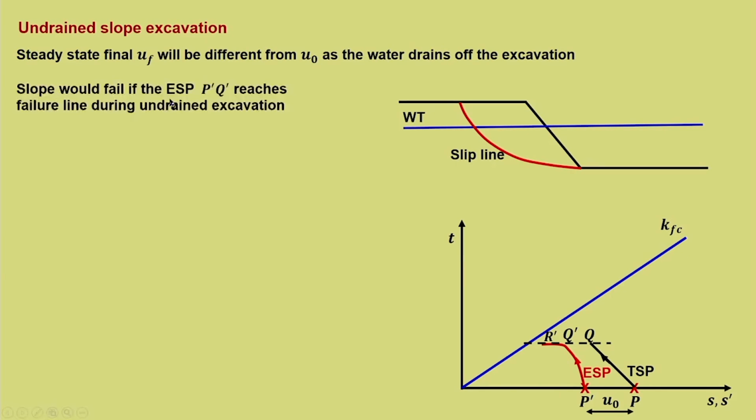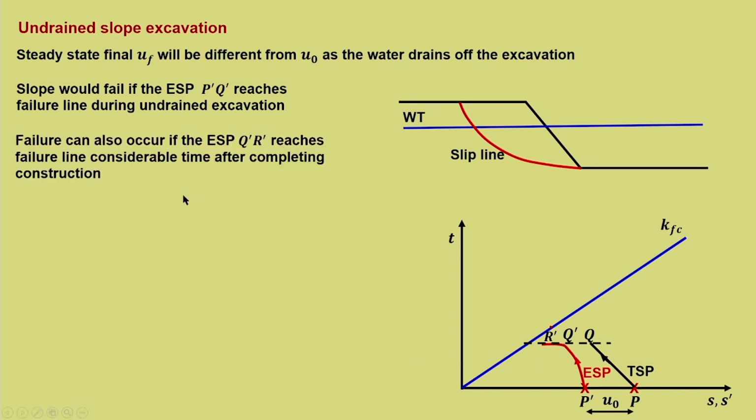The slope would fail if the ESP, that is P dash Q dash, reaches the failure line during undrained excavation. It can so happen that P dash to Q dash just extends and joins the failure line. So, it can fail in that manner as well, that is, during the undrained excavation itself it can fail. P dash Q dash represents the excavation. So, during excavation itself it can fail, or it can also fail because Q dash R dash can reach towards the failure line, that is, after some time, after completing the excavation.